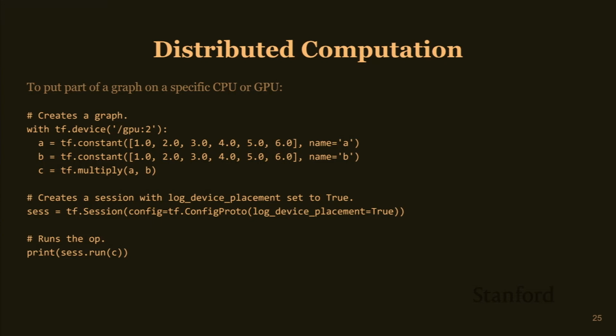So how do you do distributed computation? If you have more than one machine, you can just use the keyword with tf.device, and it puts the computation on the device that you want. In this case, you have GPU 2, so actually it's the third GPU.